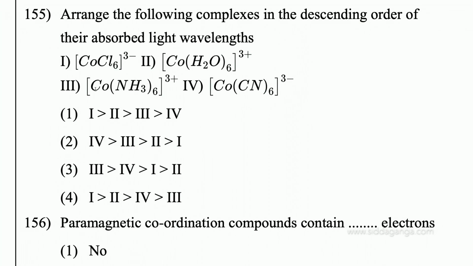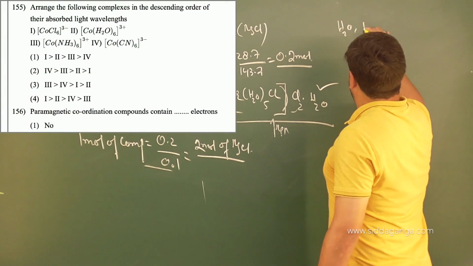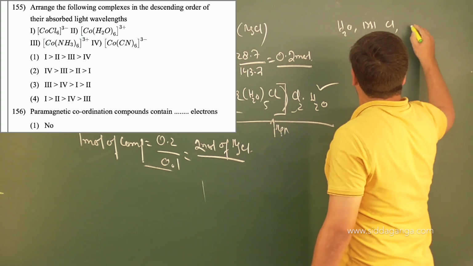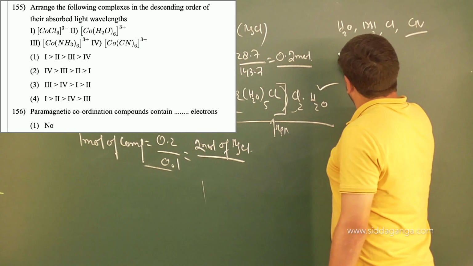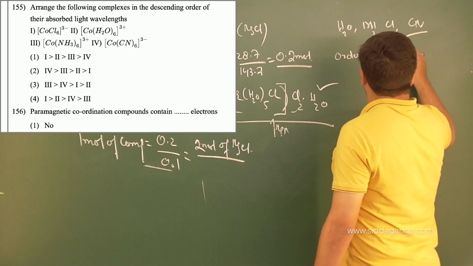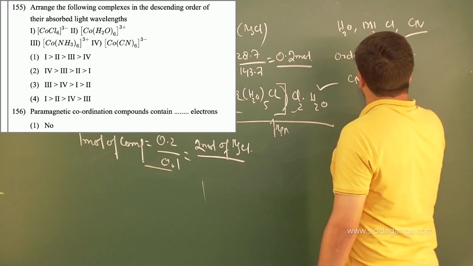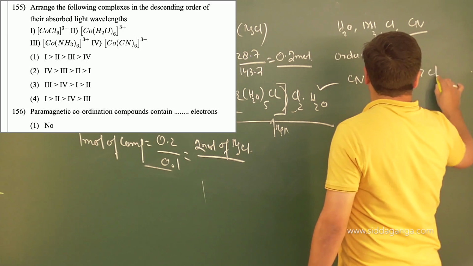155. Arrange the following complexes in decreasing order of their absorbed wavelength. Decreasing order of absorbed wavelength means we have to arrange according to ligand strength. We have chlorine, water, ammonia, and CN. Now children tell me, CN is the strongest ligand. So the order of strength of ligands is CN more than NH3, more than water, more than Cl.